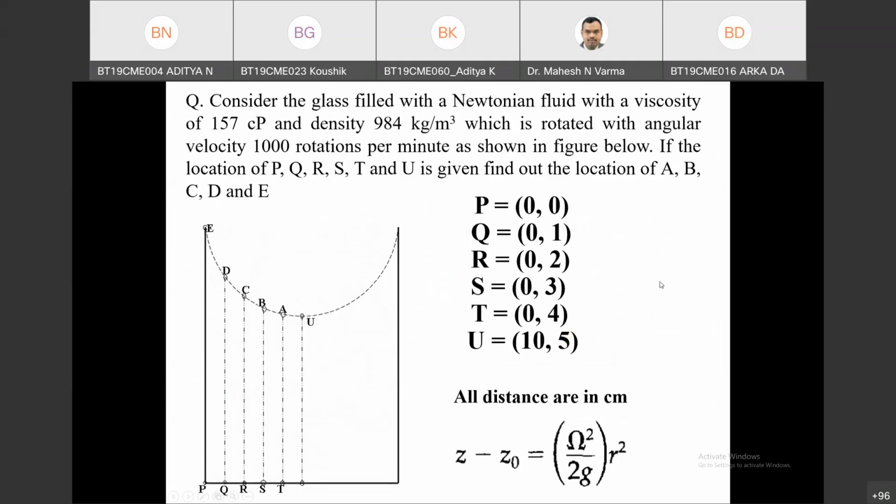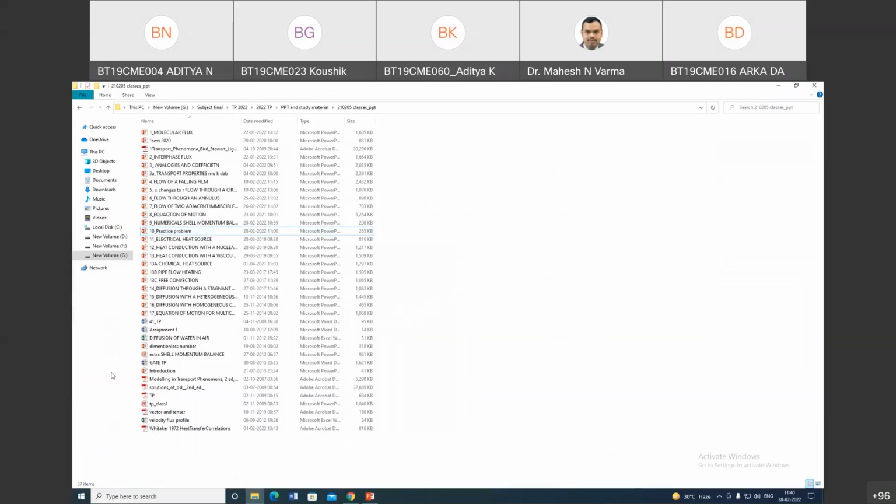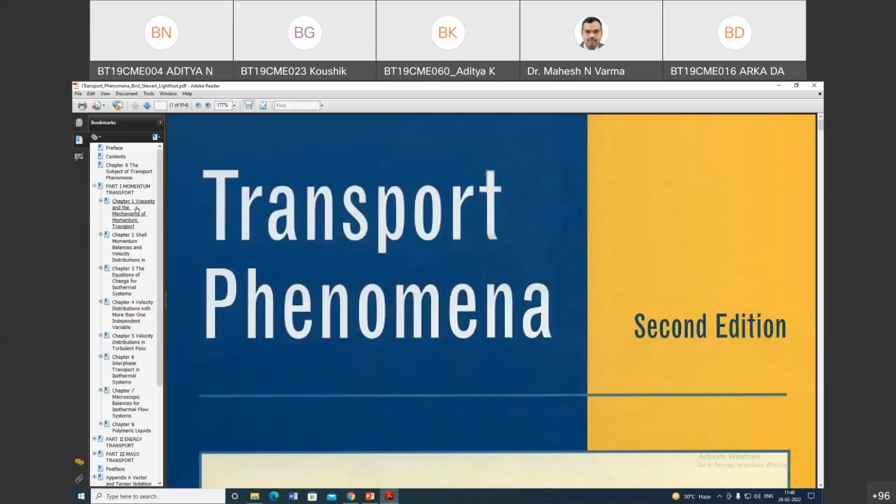Now I will briefly tell you what will be the syllabus for this examination. So this is the TP book. You need to cover chapter number 1, which is viscosity and viscosity estimation and Newton's law of viscosity. Chapter number 2. Are you able to see my screen? Yes, sir. Okay.